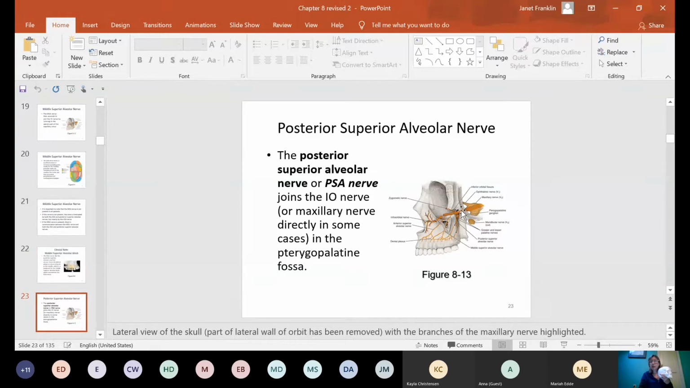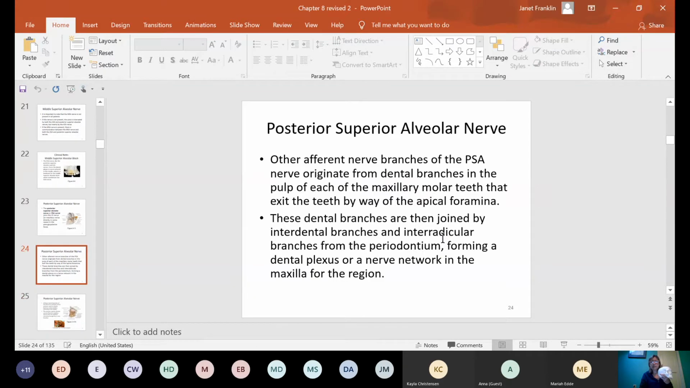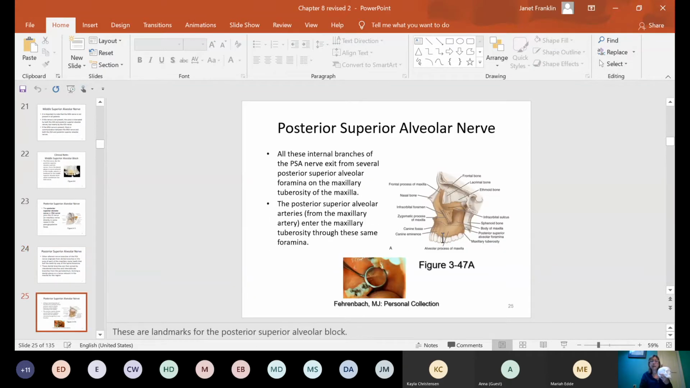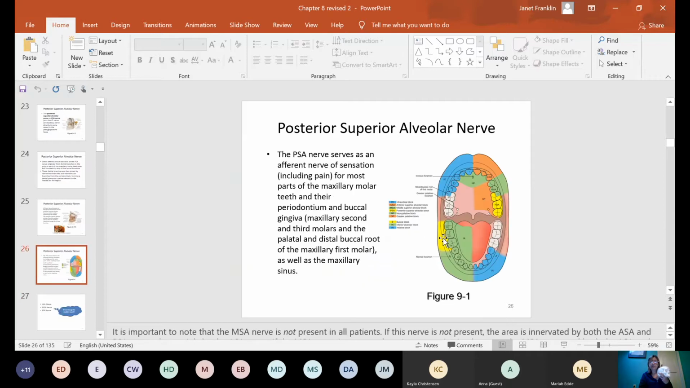Then you've got your posterior superior alveolar, which is this branch right here. And you can see if you follow it down, it drops down to the posterior teeth. And the same thing for it. It's going to anesthetize or innervate the same areas, the pulp of the teeth and the gum tissue. And here's the picture. It's the yellow right here. Now you'll notice again on that one, nothing on the palatal side.